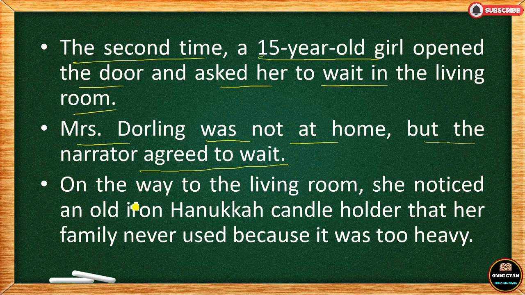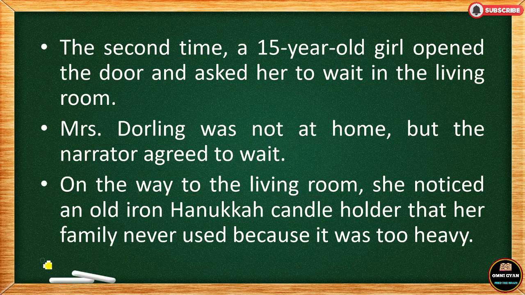Okay. Now, when she was taken to the living room by the 15-year-old girl, so on the way to the living room, she noticed an old iron Hanukkah candle holder that her family never used because it was too heavy. Now you see, while she was going inside the living room, the narrator kept looking here and there. Narrator जो है इधर उधर आँख जो है वो देख रही थी.